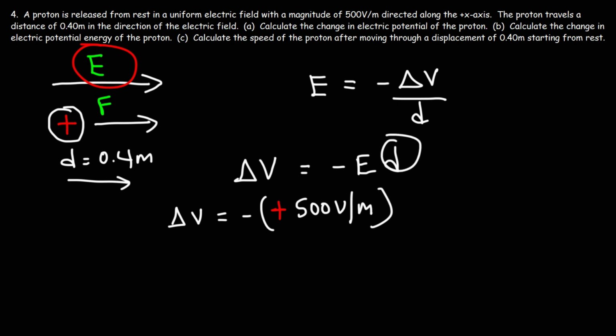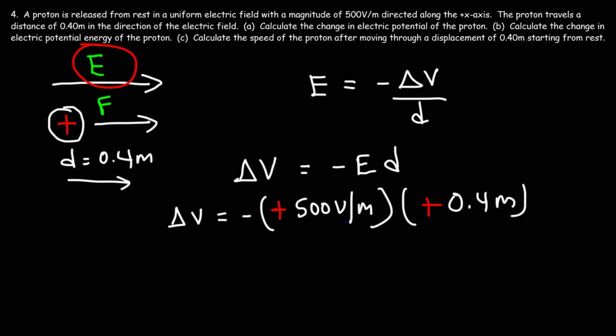Now what about the displacement? We know the displacement is distance with direction. The 0.4 meters represents the magnitude of the displacement. What is the direction of this vector? The displacement vector is east, because the proton was released from rest and it's going to accelerate in the direction of the electric field, that is, along the positive x-axis. So therefore, the displacement is not going to be negative 0.4, but positive 0.4. If the proton was moving to the left, we would use a negative 0.4.